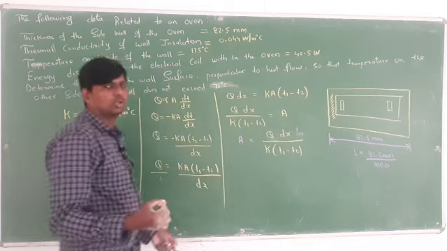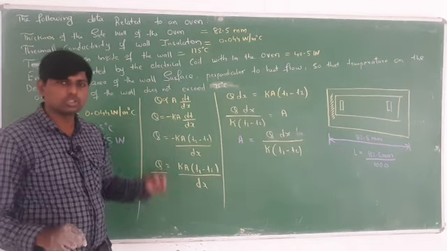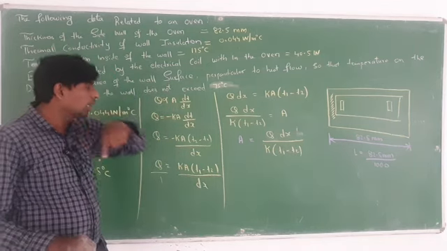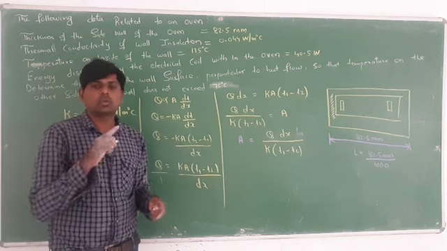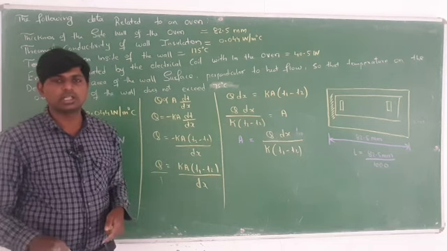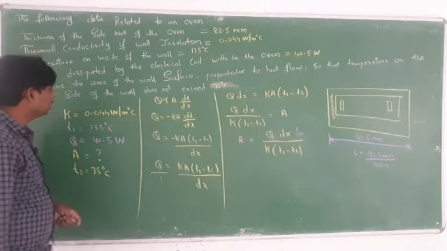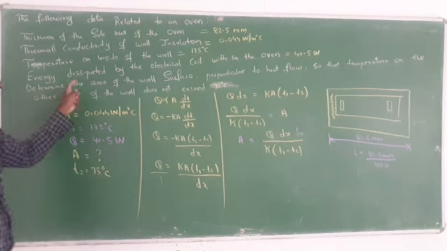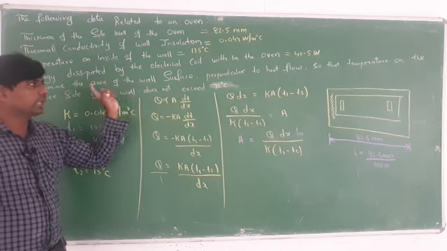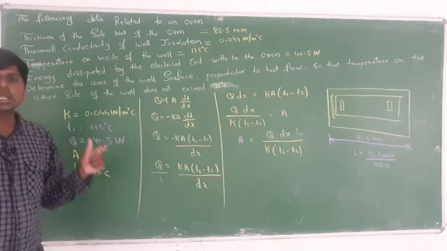Whatever the method you want to apply, apply. Whatever the simplification you want to apply, apply. Go for cross multiplication, separate the area. Area is your subject, so you have to separate the area. In your question, he is asking to determine the area of the wall.